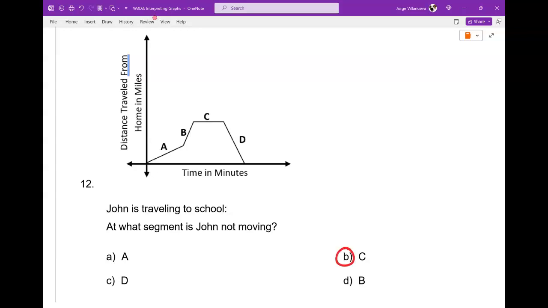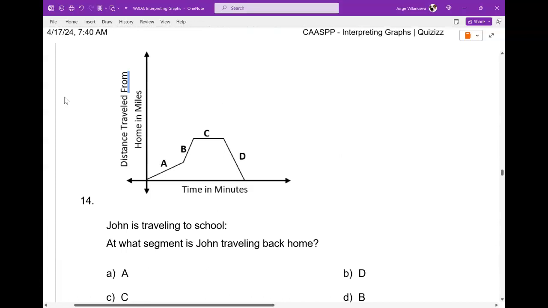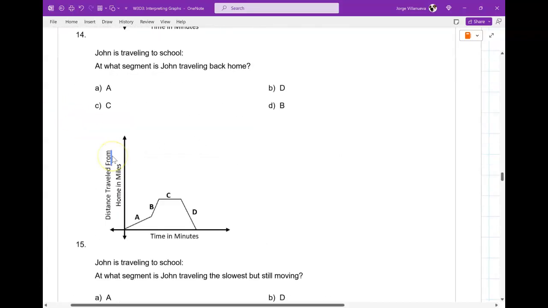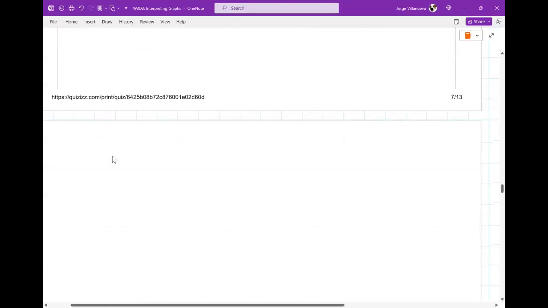So again, just kind of look at that. Again, not hard to do. Okay, and there's a couple of questions on that. Let me zoom out really quick. So you can see a lot of questions on that, like when is he coming back home from school? When is he leaving? Stuff like that.